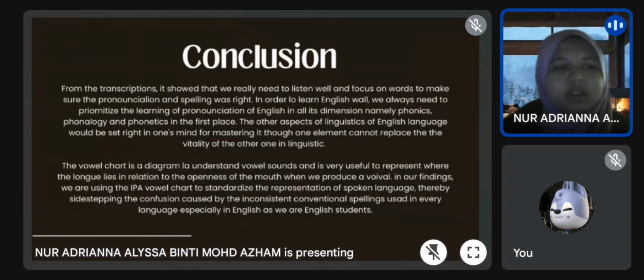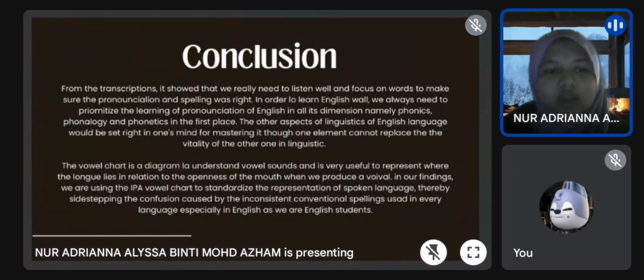From the transcriptions, it shows that we really need to listen well and focus on words to make sure the pronunciation and spelling are right. In order for us to learn English well, we always need to prioritize learning the pronunciation of English in all its dimensions, namely phonics, phonology, and also phonetics in the first place. The other aspects of linguistics of the English language would be set right in one's mind for mastering it, though one element cannot replace the other, given the vitality of each in linguistics.